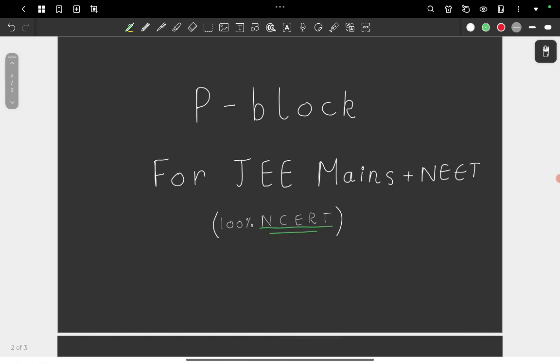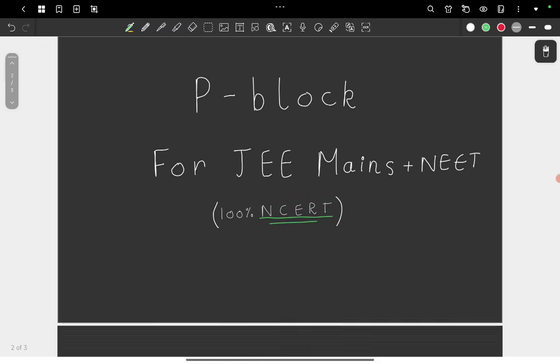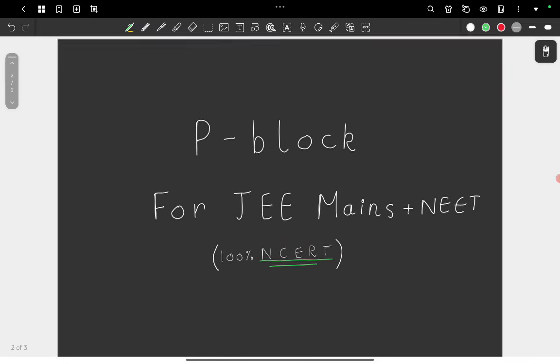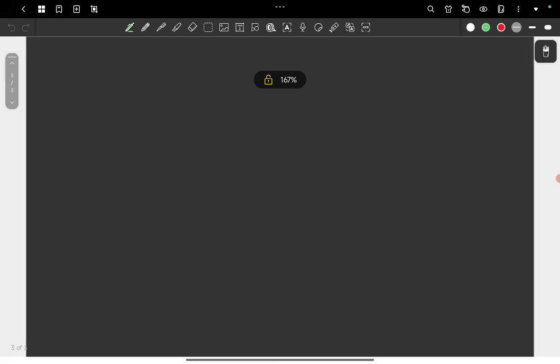So let's begin. And I'm sorry if this goes wrong. This is my first lecture I'm taking. And in this lecture, we will be covering the 13th group of the periodic table, which you can call the boron family. So let's begin with some general points about p block elements. What are some general points of p block elements?